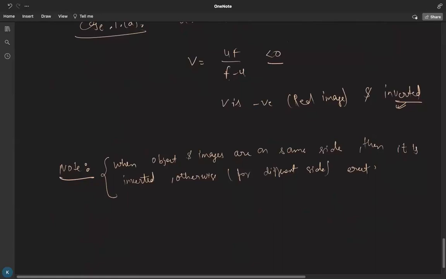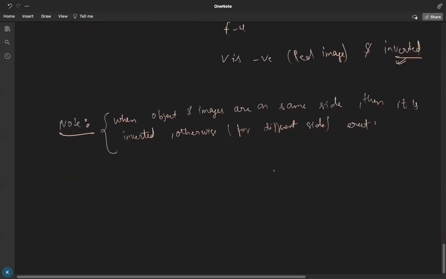And whenever you get any case in which the object and the image are lying on different sides, that means one lying in front of the mirror and the other lying at the backward side of the mirror, so basically the back side of the mirror, in that case the image will be erect. So you have to keep this in mind. This is an important noted point.